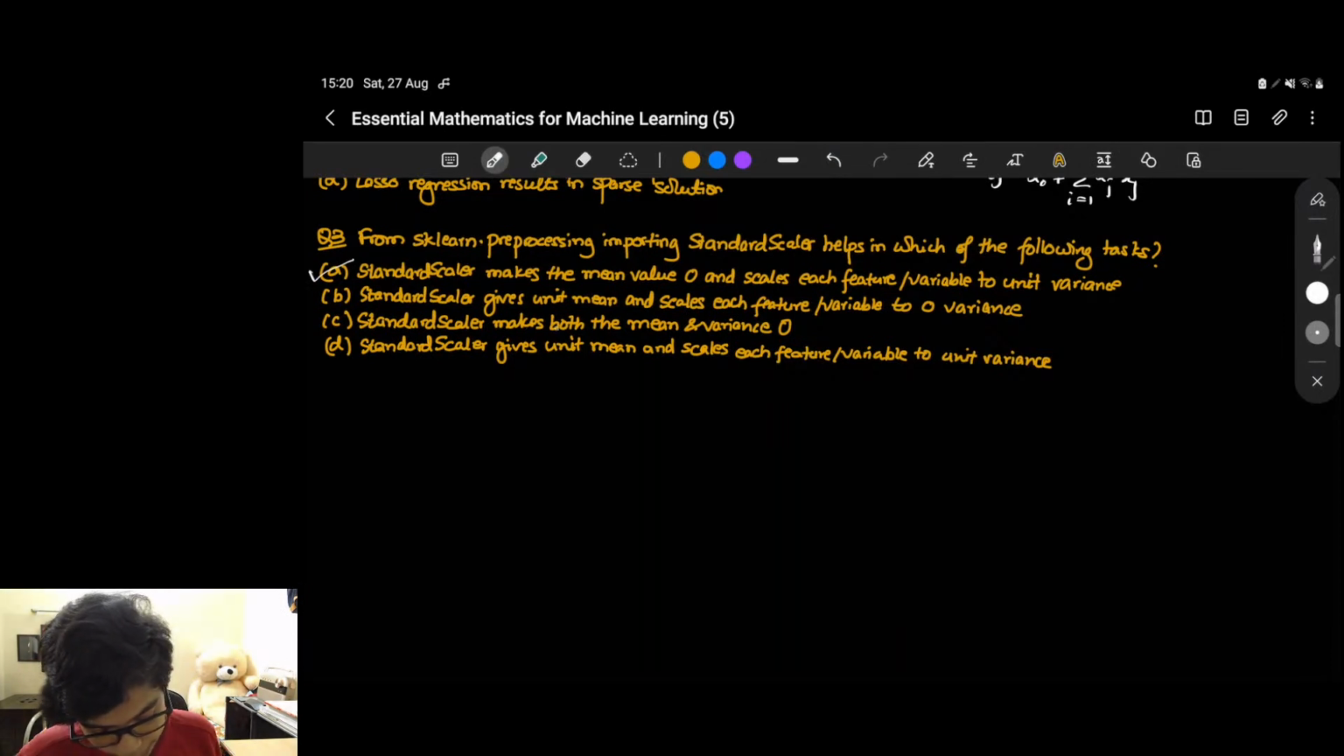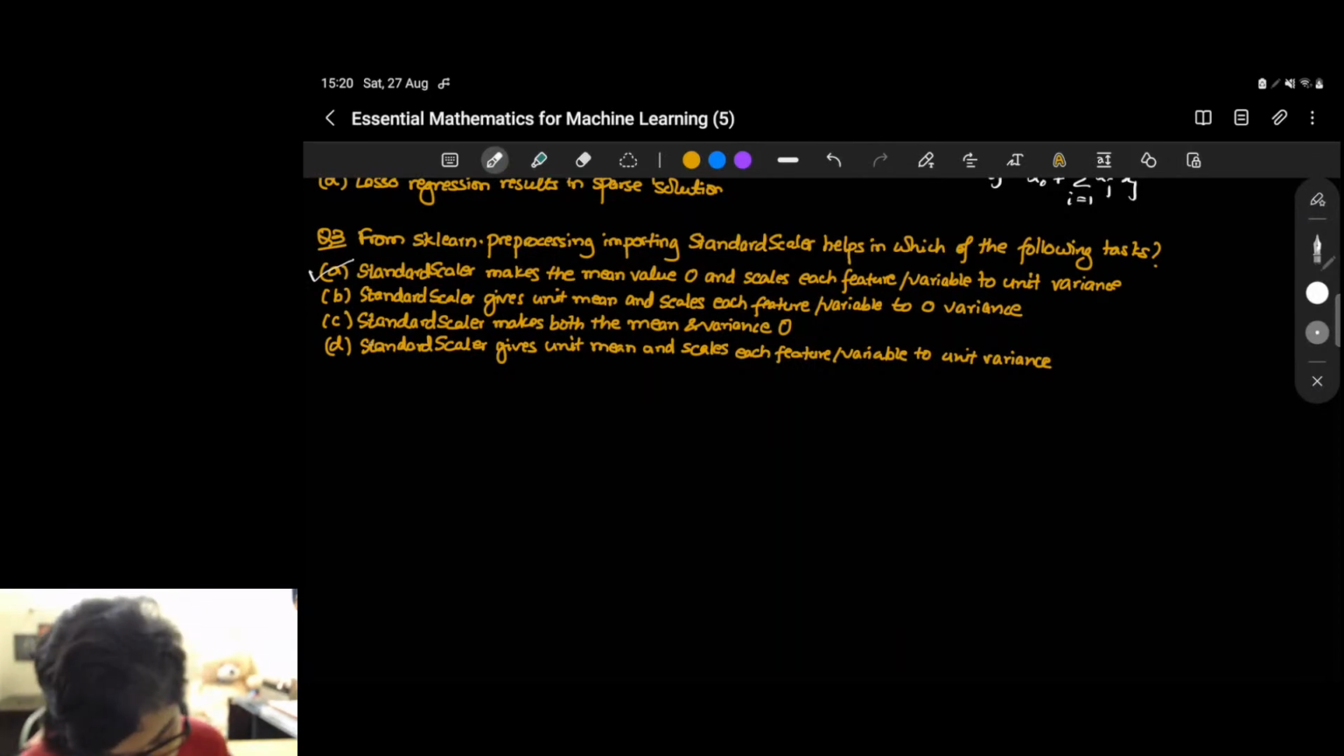StandardScaler gives unit mean and scales each feature variable to 0 variance. Now this is absolutely useless. If you scale everything to 0 variance, that means there is no variance, so each of your values is exactly the same. If the value is 5, then you have 5, 5, 5, 5, 5 repeated n number of times. So that's useless. That is not a distribution at all.